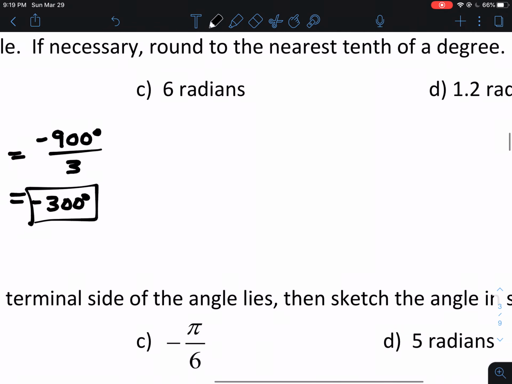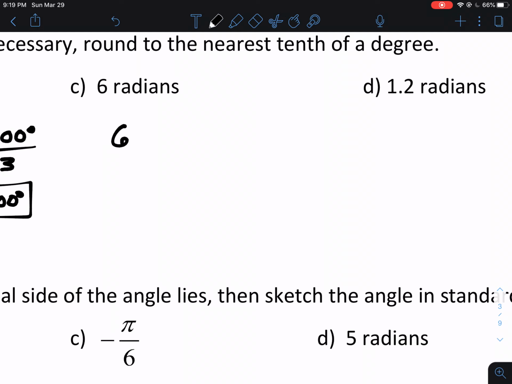Okay, let's move on to C. So now we've got 6 radians. And notice it doesn't say 6 pi radians. It just says 6 radians. So we're going to have to be a little bit more careful with how we work through this problem. We're still going to multiply by the same thing, 180 degrees over pi. But notice that this time nothing's going to cancel. If you take 6 multiplied by 180, you end up with 1080 degrees over pi.